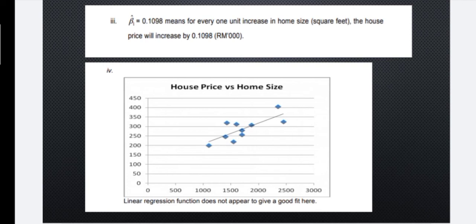Kenapa increase? Sebab value of beta-naught adalah positive. We increase by, should be berapa tu? Should be 109.80. RM 109.80. Tapi you nak tulis dalam bentuk macam ni pun boleh. Tapi make sure kena ada unit lah kat belakang tu. Okay. So boleh juga dikatakan when the size of house increase by 1 square feet, the house price will also increase by RM 109.80. Okay, that is the interpretation untuk beta 1.